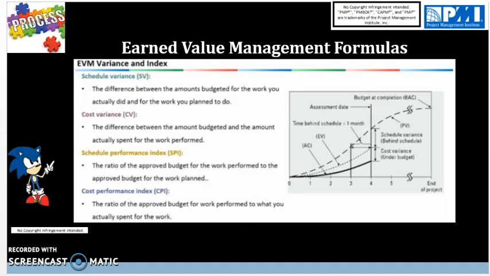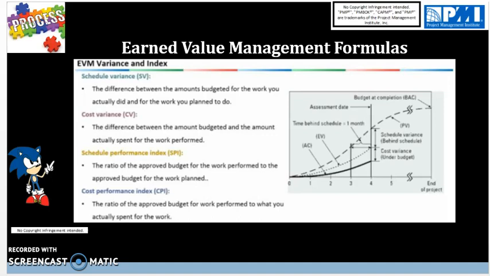Then you have estimate to complete, which is basically another term, an estimate of the total cost of a task today, that tells if you're over or under budget. Estimate to complete formula is estimate at completion minus actual cost. It is an estimate of the amount of funds to complete all remaining work.